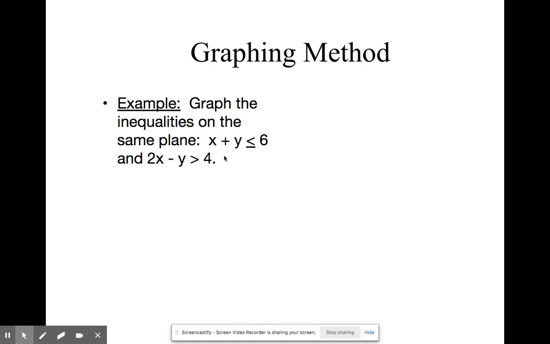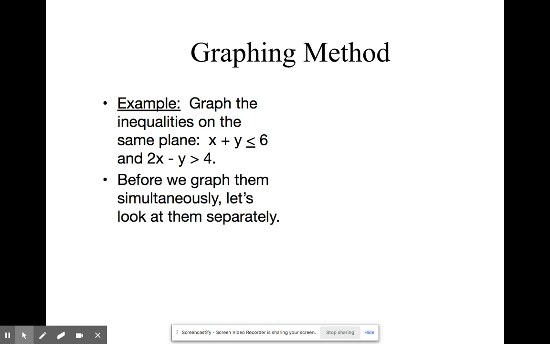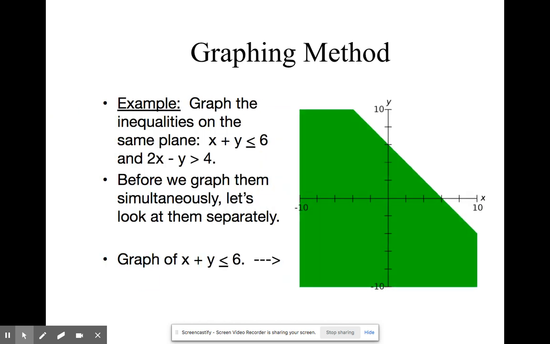Just like systems of elimination and systems of substitution, you're always going to have two equations with these. Before we graph them simultaneously, let's look at them separately. I always like to graph them on their own first and then look at them in comparison. I highly recommend that you use two completely different colors so you can see the difference between the two. If we graph this one, make sure you put it into y equals mx plus b form, and you're going to get something like this. You would have a solid line shading everything below because it's less than or equal to.